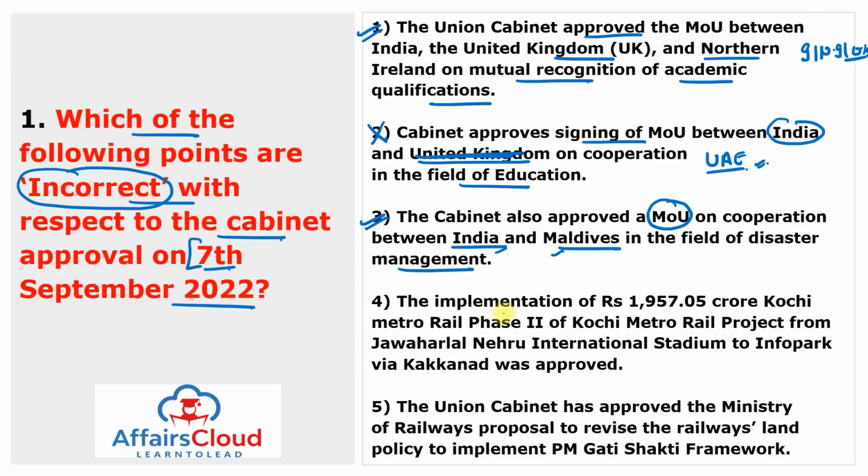So let's read the fourth statement. The implementation of almost 2000 crore Kochi Metro Rail Phase 2 of the Kochi Metro Rail project from Jawaharlal Nehru International Stadium to Info Park via Kakinada was approved. So fourth statement is also true.